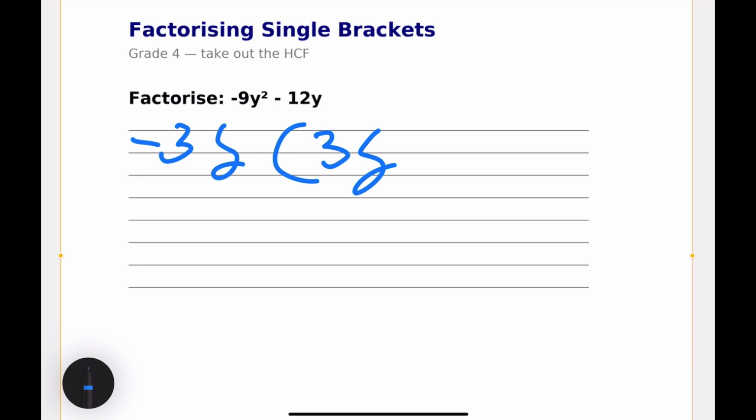So now let's do the same with the negative 12y. So negative 12 divided by negative 3 is going to be positive 4. And then we don't need to worry about a y, as negative 3y multiplied by 4 is negative 12y. So now we can double check this. So it'd be negative 9y squared, which is what we wanted, and then it's going to be negative 12y, which is again what we wanted. So by expanding it out, we've checked that it is correct.